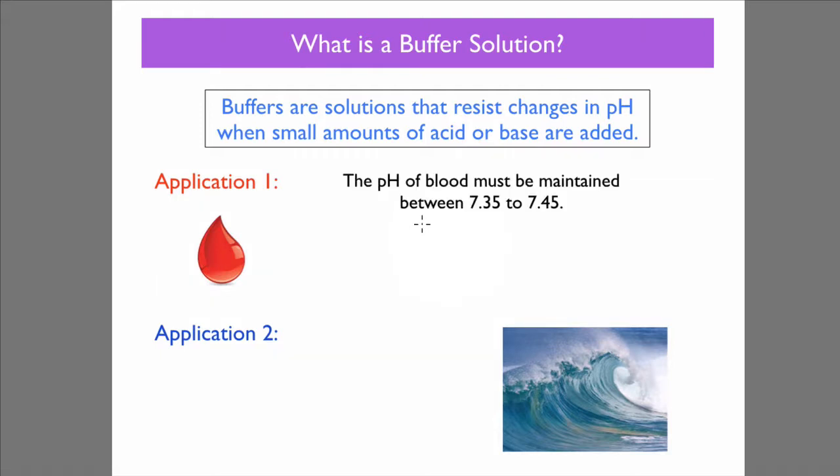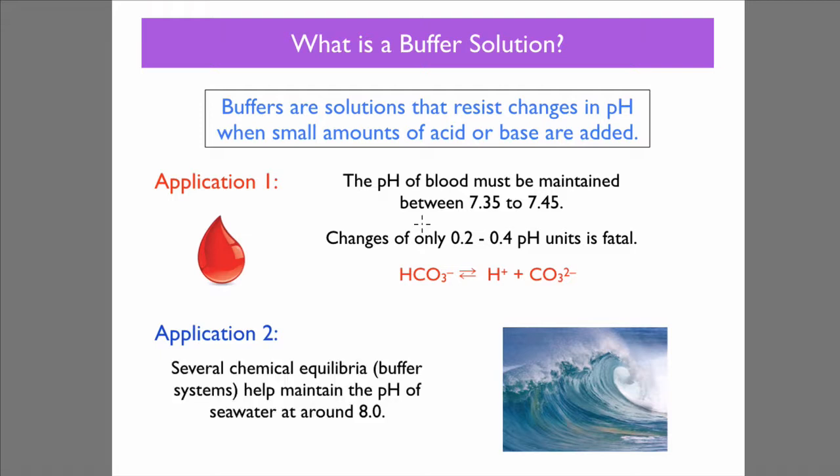The pH of blood must be maintained between 7.35 to 7.45. A change of only 0.2 to 0.4 pH units is fatal. And you can see this bicarbonate to carbonate equilibrium is maintained in the blood, and this is the buffer used by us humans.